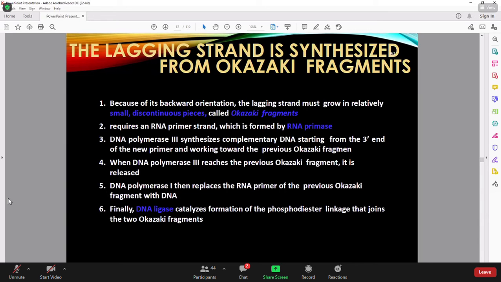this RNA primer to synthesize the new DNA, working toward the previous Okazaki fragment. So we extend the RNA primer to become a very nice long Okazaki fragment. This enzyme, DNA polymerase, helps to complement from the 3' end, adding new nucleotides to complement the DNA toward the previous Okazaki fragment. DNA polymerase 1 then replaces the RNA primer of the previous Okazaki fragment, then DNA ligase comes in to catalyze the formation of the phosphodiester linkages.